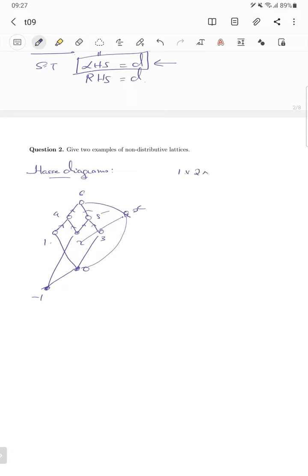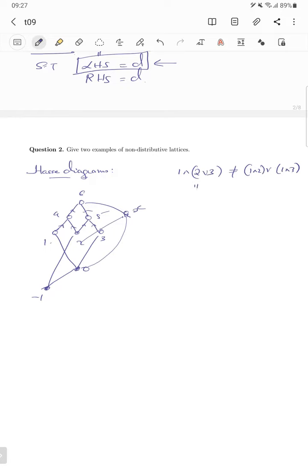1 join 2 meet 3, and I have to show that this is not equal to 1 join 2 and 1 join 3. Let us see. What is 2 and this side? If I do 2 meets 3 will be -1, right? Okay, I think I meant the other way. So what do you want to say? So I'll write down what you want to say. Means like meet instead of join and join instead of meet. Okay. And in this case, you will have to show that this is not equal to.